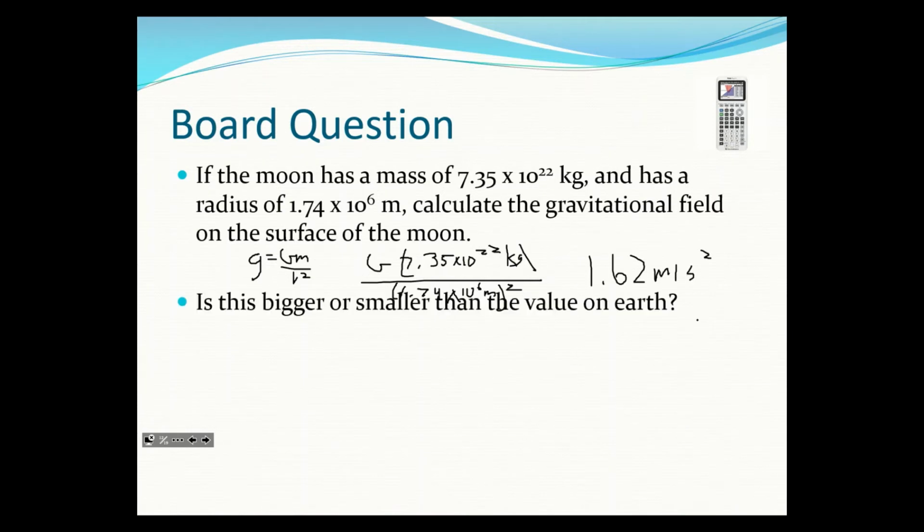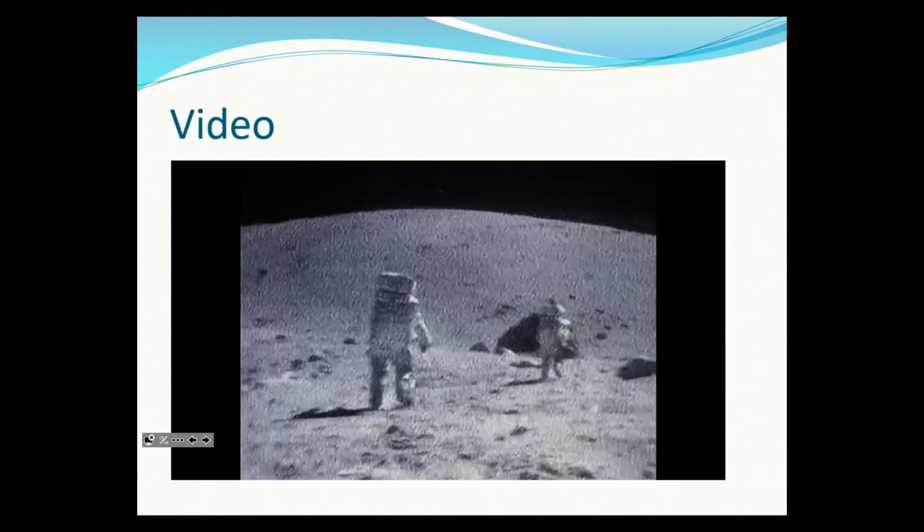Okay, so is this bigger or smaller than Earth's value? Well, we calculated Earth to be about 9.8 meters per second squared, so it looks like it's a lot smaller. So why do you think it's smaller? Well, the main reason is because the mass is so much smaller, so that's why it's got a smaller gravitational field. And I hate mindless calculations, so what does this gravitational field mean?